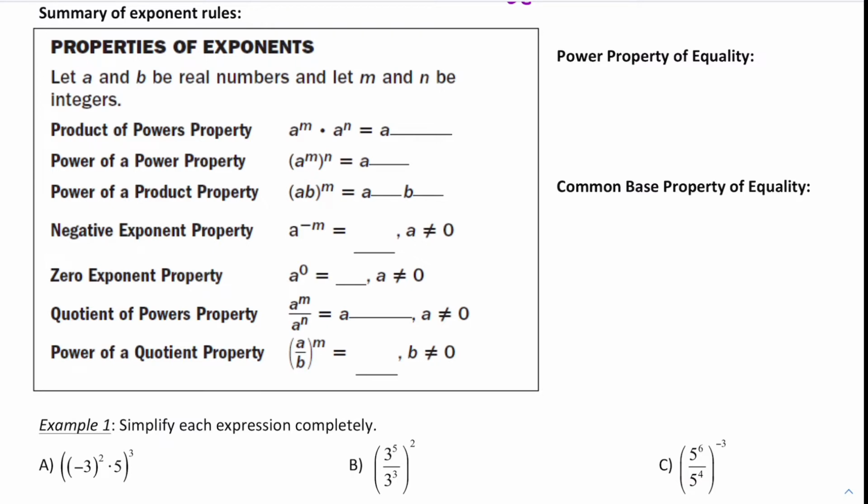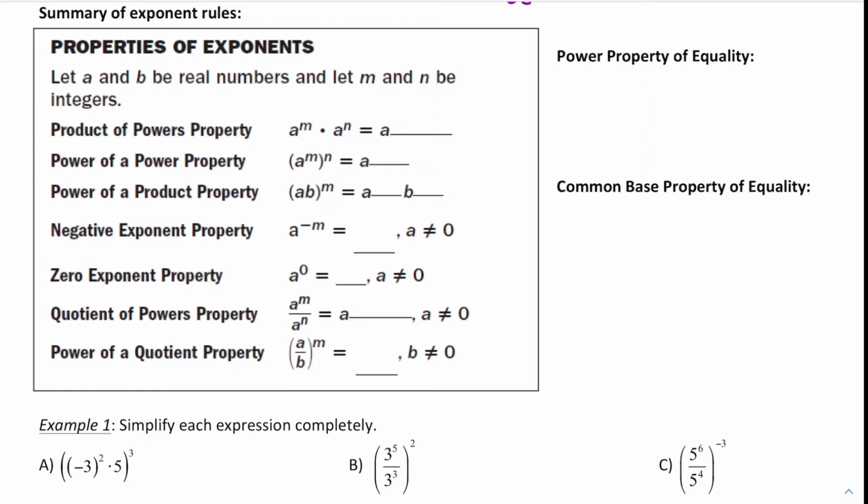Okay, so the product of the power property. Notice that the letters a and b will act as what we call the base. It is whatever is being raised to a power. So a is a base or b is a base. They're both considered the bases. The m and the n are the exponent numbers, or powers.